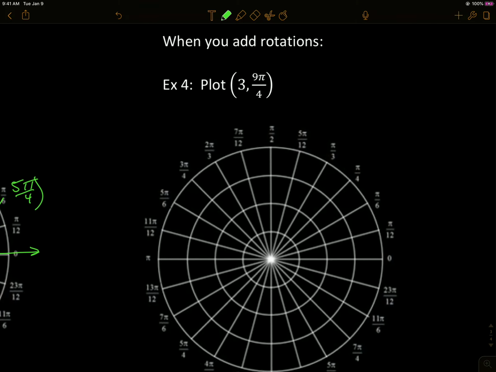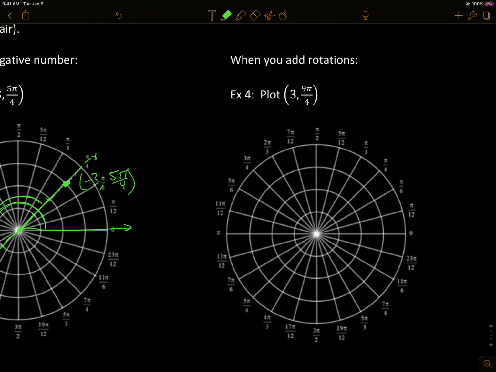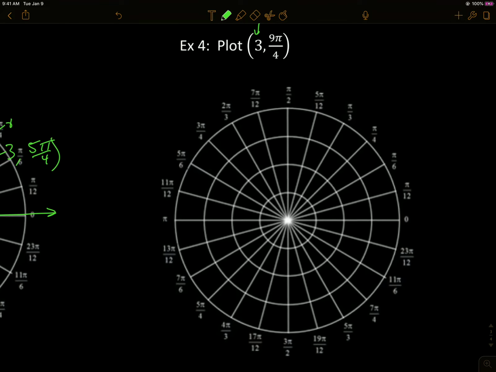All right? Plot this one. So how about this? I can get the same point. Instead of making my r negative this time, I can just add rotation.